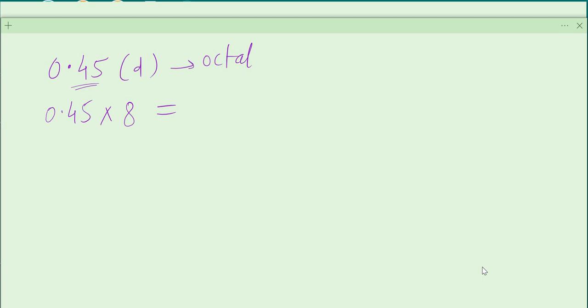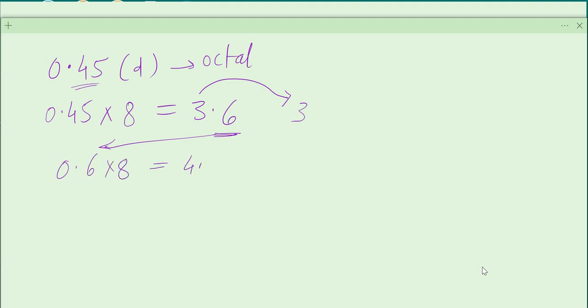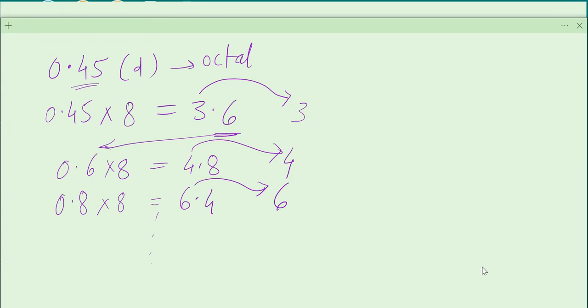So 0.45 times 8 is equal to 3.6. Out of this, take only the integer part, 3, here and take the fractional part for the next multiplication. So 0.6 times 8 is 4.8. Take 4 here, and 0.8 for the next multiplication gives 6. Take this 6. Go on doing this procedure until the fractional part is 0 or until the required number of digits after the decimal point.